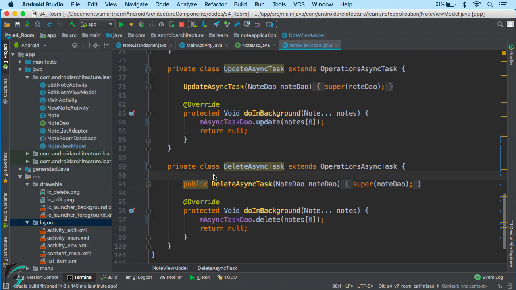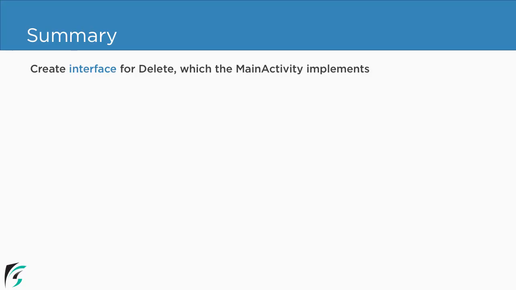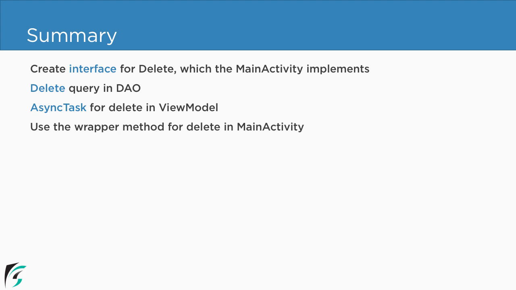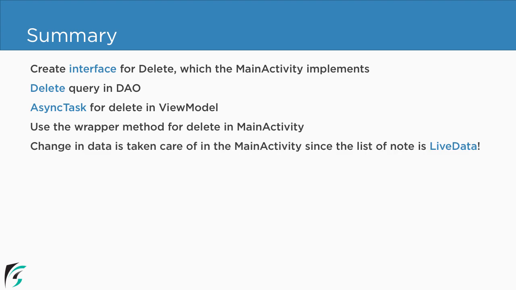Summarizing the points for delete operation. We created the interface for delete and this was implemented by the main activity. And then we wrote the delete query in DAO, and after that we created the async task for delete operation in the view model. A wrapper class in the view model was also created. And then from the main activity, we use this wrapper method in the view model for the delete operation in the callback function of the interface of onDelete click listener. And after performing the delete operation, the updating of the list of data was taken care by the live data.